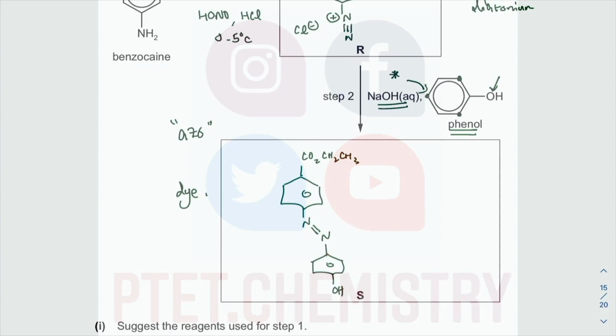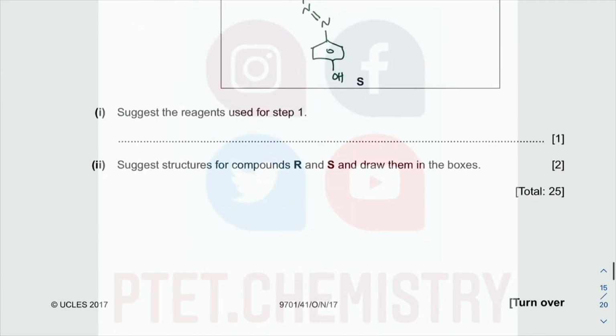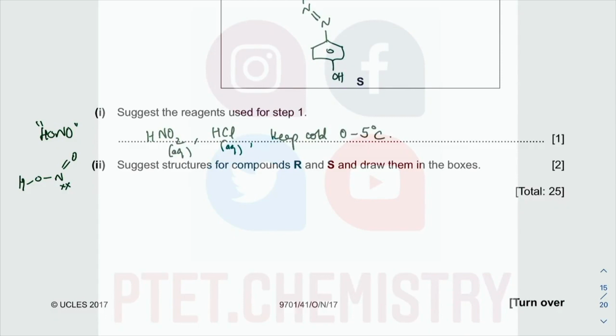So what we use in step 1 is the diazotization of the phenylamine. So that's just using HNO2, which is the same as HONO. When you think about it, you just sum up the oxygen there. So HONO looks like this. That's why I always think of it as HONO, but it's actually HNO2. And then you need HCl. So those two are both aqueous. And you need to keep it cold at 0 to 5 degrees Celsius, right?